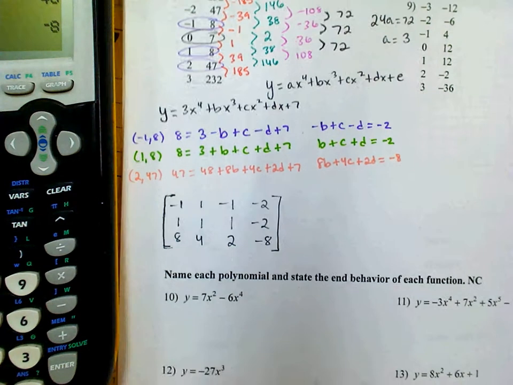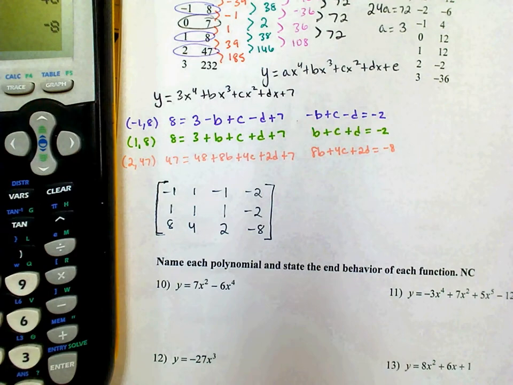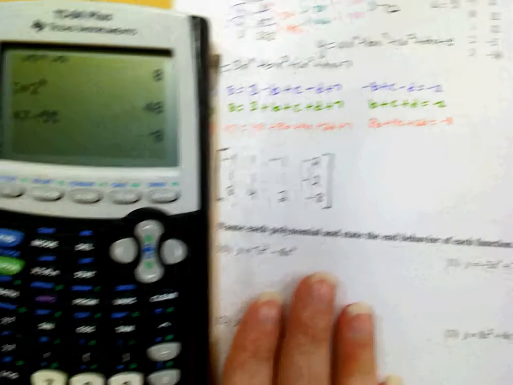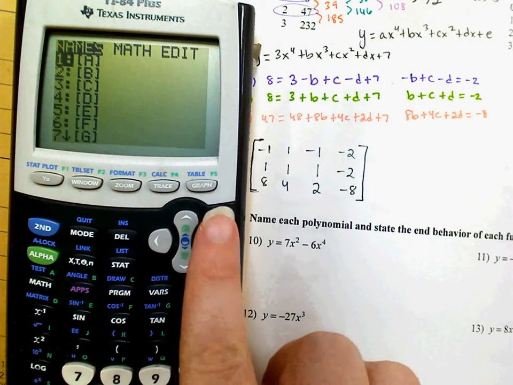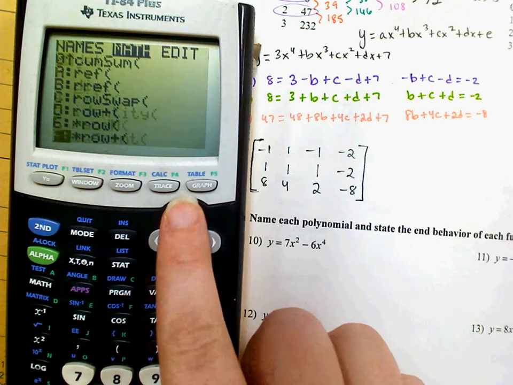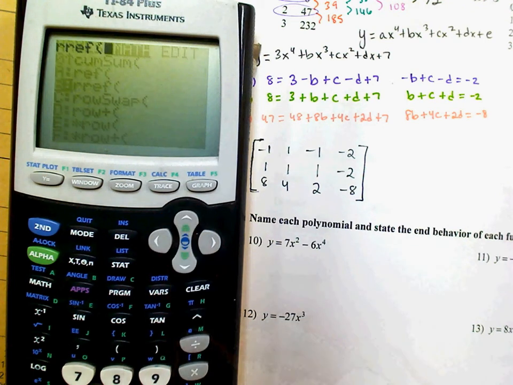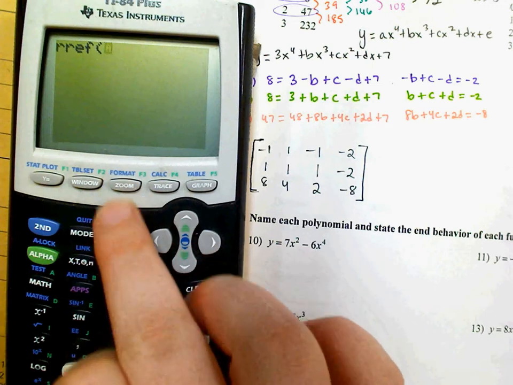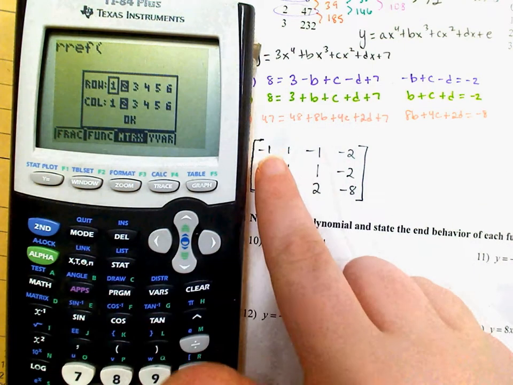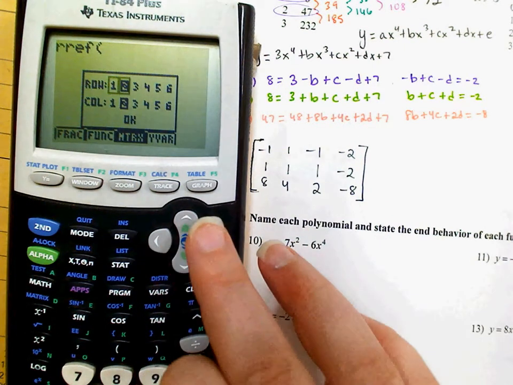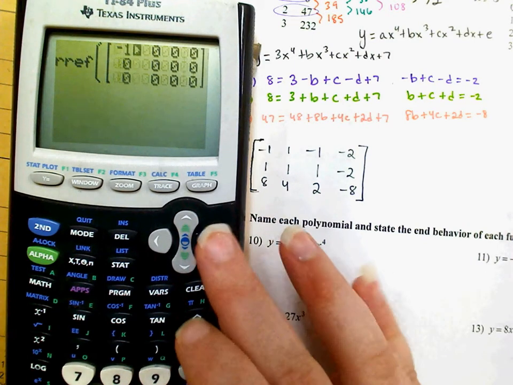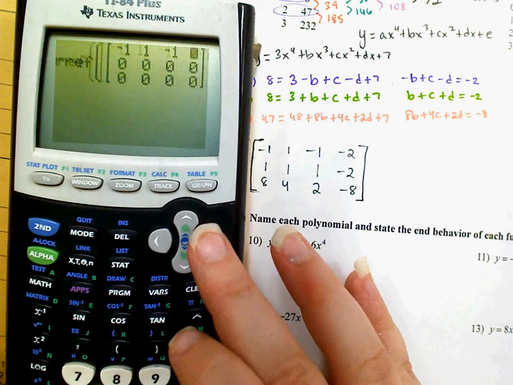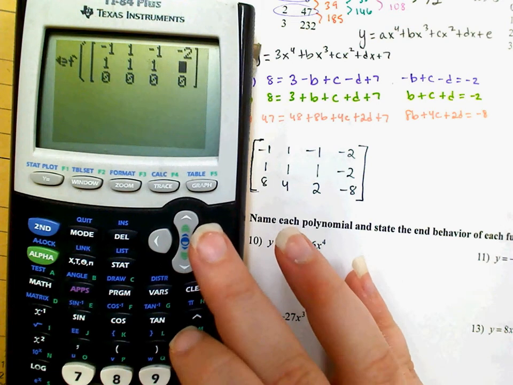So what we're going to do is reduced row echelon form in the calculator. Second matrix over to math, up to RREF, alpha zoom. It is a 3-row by 4-column. So 3 rows, 4 columns, and then I enter: negative 1, 1, negative 1, negative 2, 1, 1, 1, negative 2, 8, 4, 2, negative 8. Oh, crap.